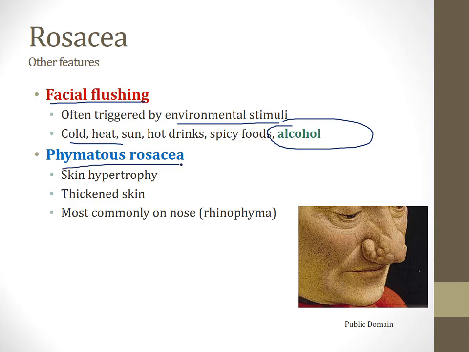You don't see this much in the modern era, but this used to happen years ago. So recurrent episodes and chronic inflammation from rosacea would lead to skin hypertrophy and thickened skin. This would commonly occur on the nose, which was called rhinophyma, and this is a drawing of a man with rhinophyma. As I said before, usually something you don't see in the modern era.